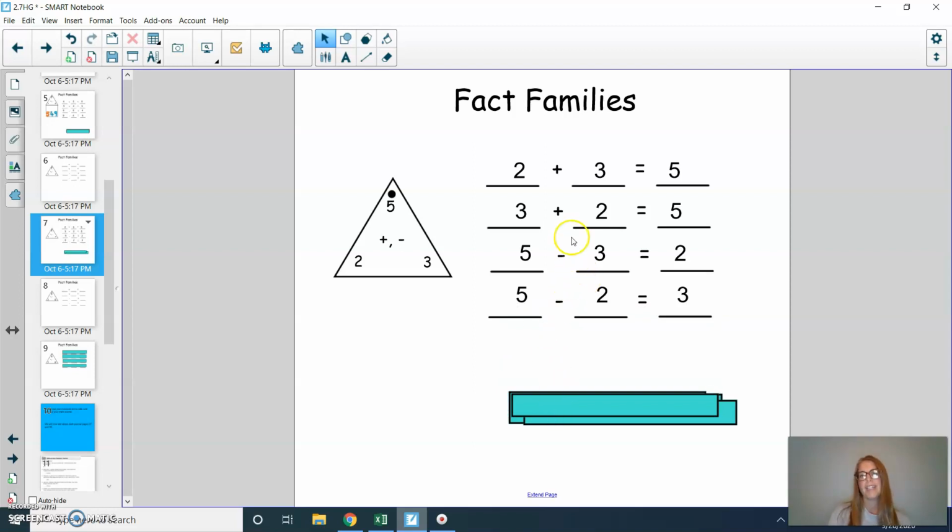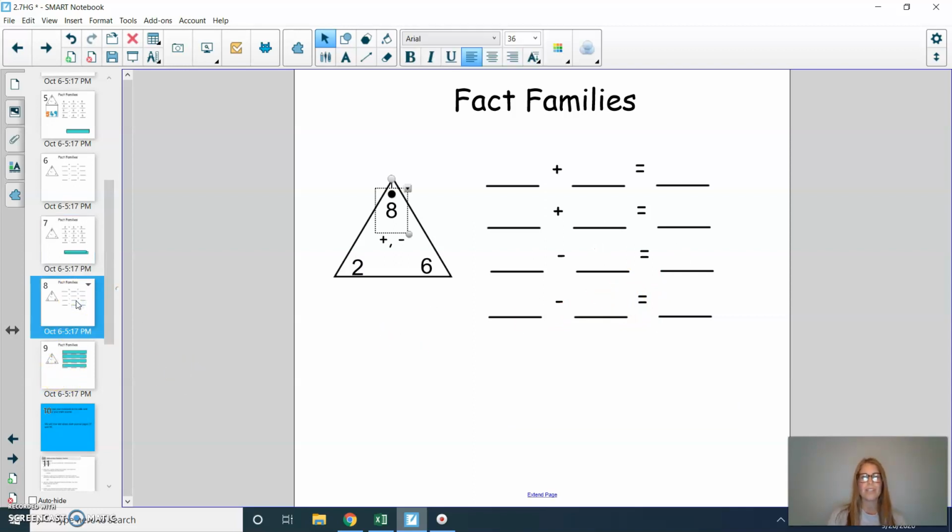If you had your addition facts switched in a different order than me, or your subtraction switched in a different order than me, that's okay. So again, I could have said 5 minus 2 equals 3. I could have put that one first, and then I could have put 5 minus 3 equals 2 second. We'll try one more like this. This time we'll use the numbers 8, 2, and 6. Press pause and then play when you're ready to check.